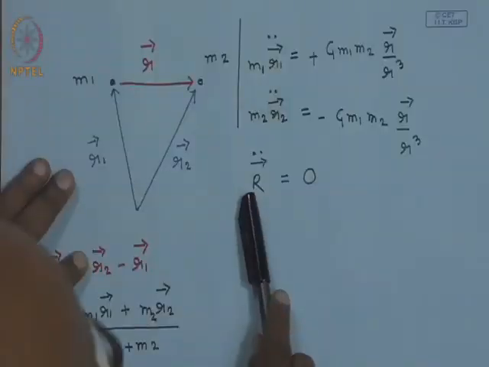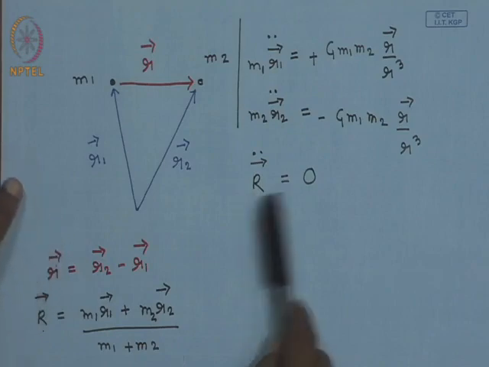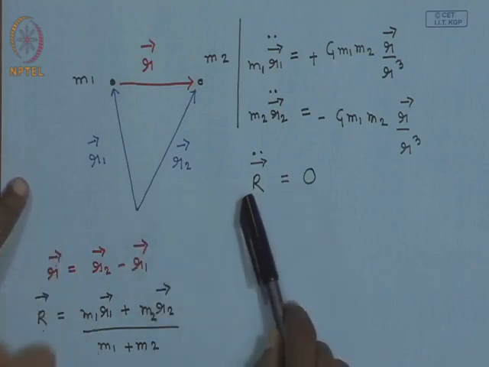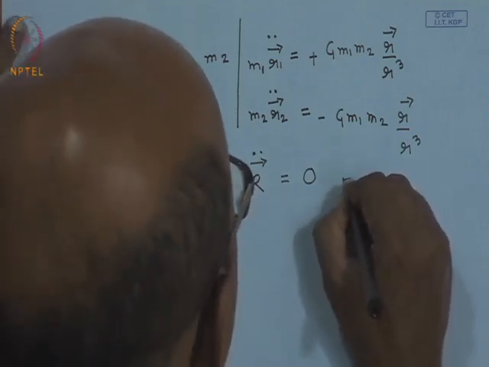So, the combined system, the system made of these two particles combined, can be thought of as the motion of the center of mass, and that moves like a free particle. So, if it is at rest to start with, it will remain at rest, and if it is in uniform motion, it will continue to move with whatever velocity it has. So, this is like a free particle.